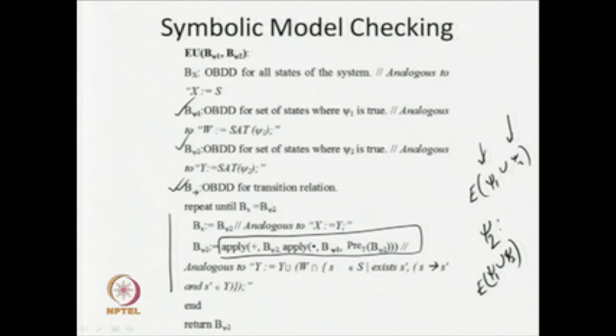So, what happens? This particular portion will give me this portion. So, pre there exists x, it is giving me all the predecessor states. In the predecessor states psi 1 must be true. So, we are doing this particular dot operation, that is the intersection, that means this is the set of states, all predecessor states.